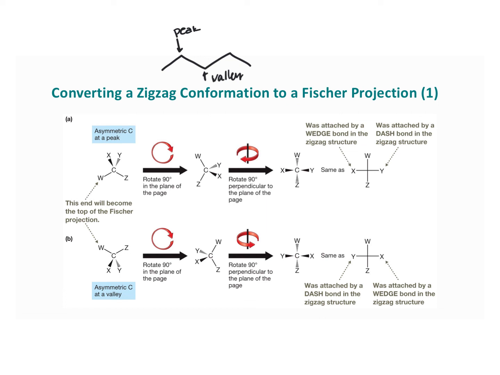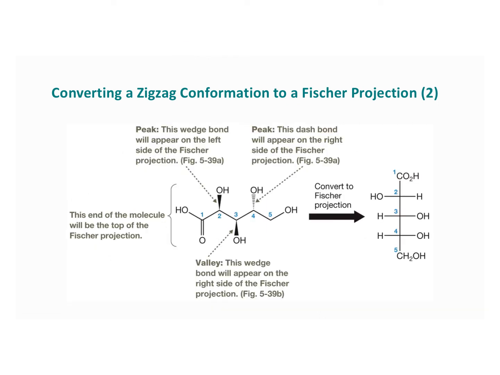So it depends on if it's at that kind of peak and wedge. So let's look at that first example again. Right? And so we see here, this is what we consider to be a peak. And we notice that this is a solid wedge. And so it is on a peak at a wedge. And so it's going to come over here on the left side. Then this is at a valley. So it'll be on the right side. And then this is at a dash. So not a wedge, but a dash. And so at a peak, and it'll also be on this side here. So that's how you can convert from the zigzag configurations to the Fischer configurations here.